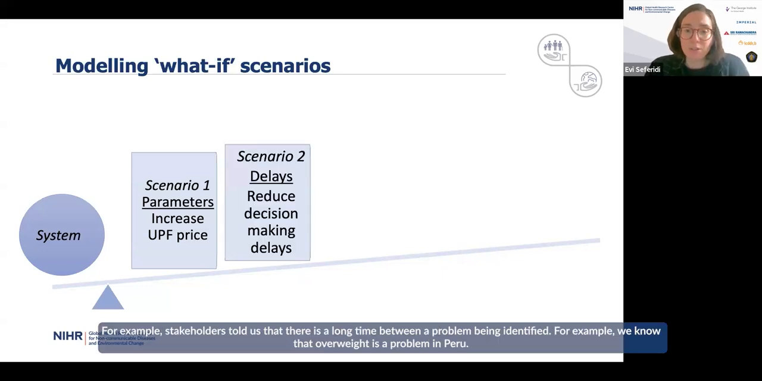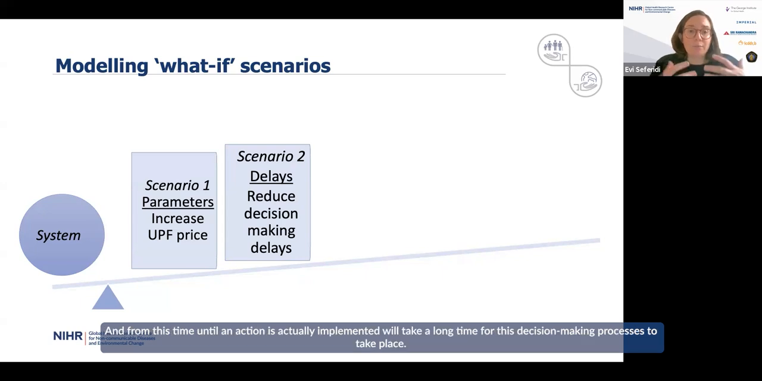For example, stakeholders told us that there is a long time between a problem being identified. For example, we know that overweight is a problem in Peru, and from this time until an action is actually implemented, it will take a long time for these decision-making processes to take place.